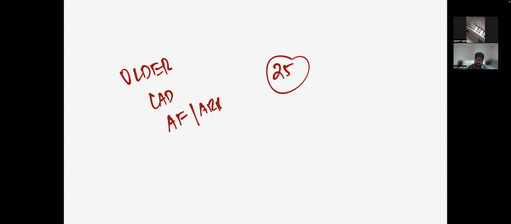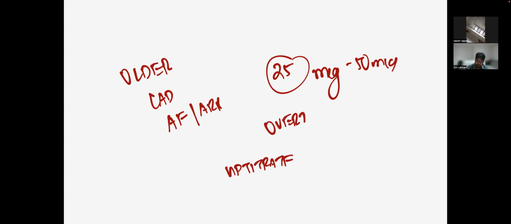So older patients, or patients with coronary artery disease, or patients with a history of atrial fibrillation or a history of any kind of arrhythmia, either supraventricular or ventricular arrhythmias. In all these cases, it's always better to start with a gentler dose of 25 microgram, right? 25 to 50 microgram, even in overt hypothyroidism, and then you can gradually up-titrate the dose, right?